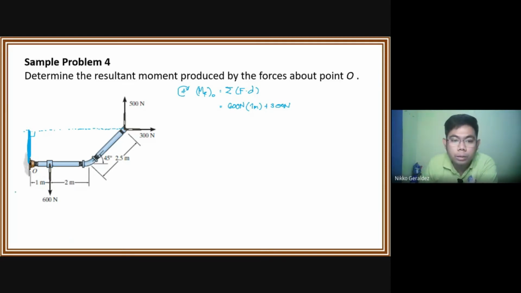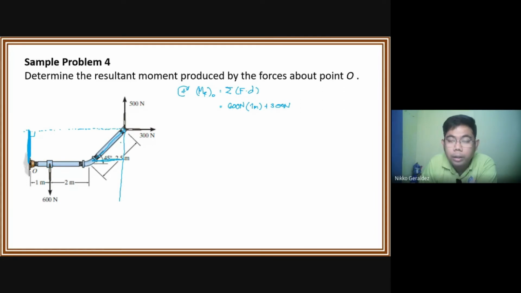Para makompute natin yan, titingin tayo sa inclined part ng object natin. Di ba sa object natin, yung elbow niya, naka-inclined ng 45 degrees. From this, pwede tayong mag-create ng right triangle. Ito yung 45, yung part na naka-incline. Then, extend lang natin yung line of action ng 500. Then, horizontal.